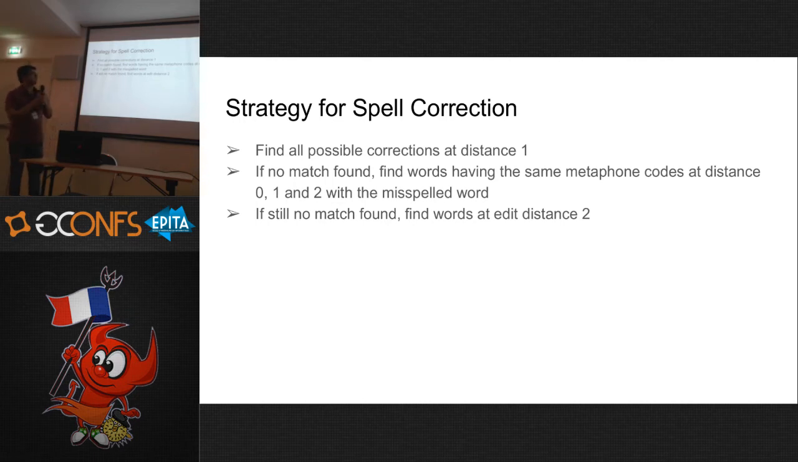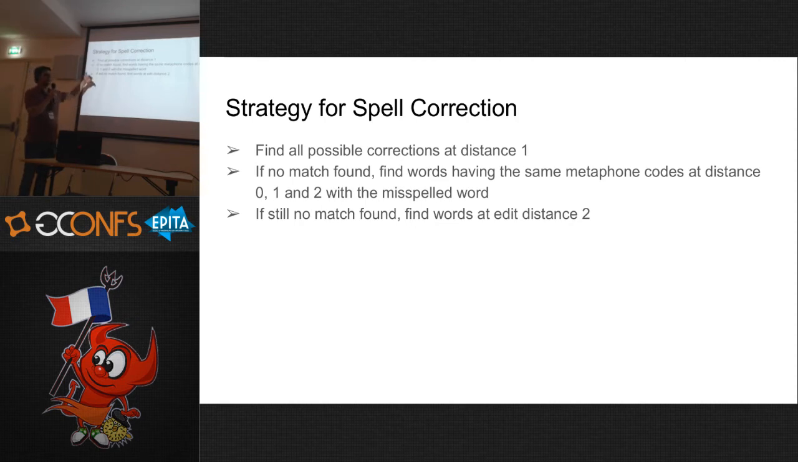So what I have found is these 3 steps. First, check all the words at edit distance 1. If a match is found, stop there. If there is no match found, we'll try to find all the words having the same metaphone or a metaphone at distance 1 or 2. And out of those, we'll see if a match is found in the dictionary or not. If no match is found, then we'll go to edit distance 2.